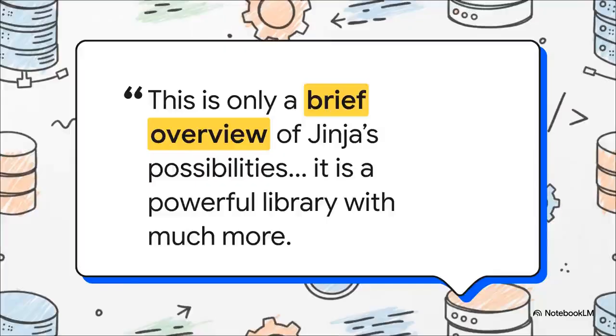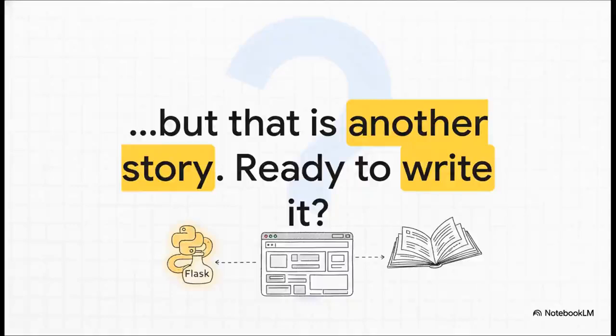And look, the source material we're drawing from is clear about this. We've really only scratched the surface today. Jinja is a seriously powerful library. It's packed with all sorts of advanced tools, like filters that can format your data right in the template, or macros that let you create reusable chunks of HTML, almost like your own custom functions. But that next level of power, as the source says, that's another story for another day. The foundation we've covered here, though, is everything you need to start building cleaner, smarter, and way more dynamic websites with Python and Flask. So the only real question is, what are you going to build first?